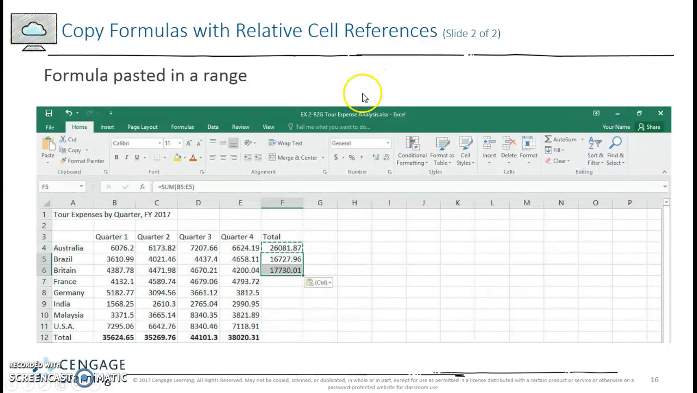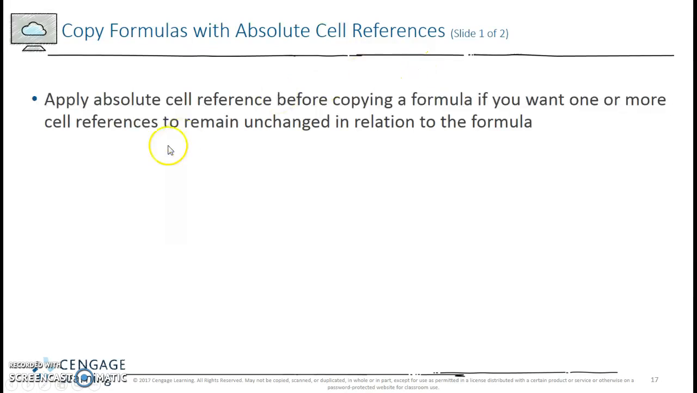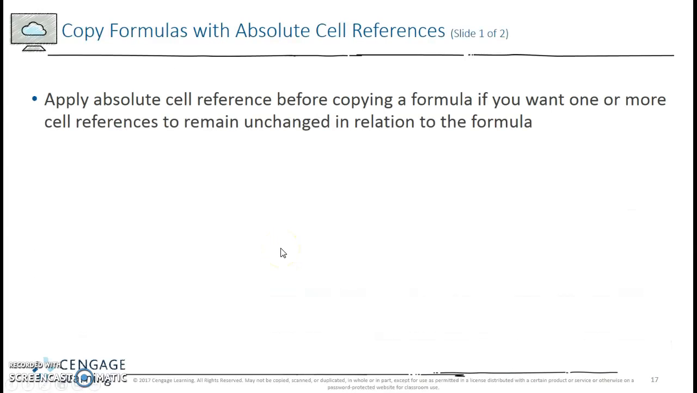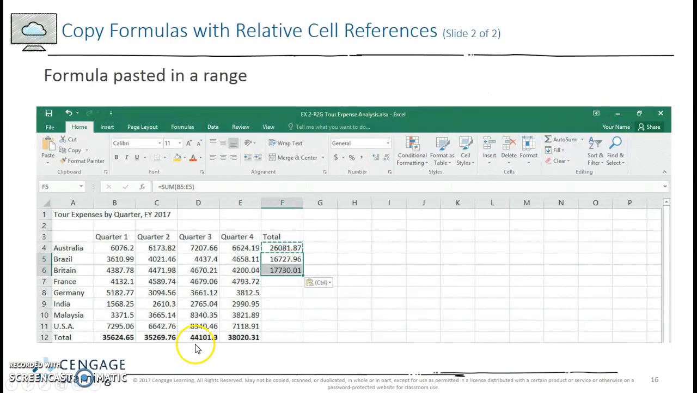Here you can see a good example of clicking on the cell and dragging it down. This is a formula that was pasted in a range. Here what they've done is they've copied it, and sorry for this jumping, and they've pasted it into these two columns.